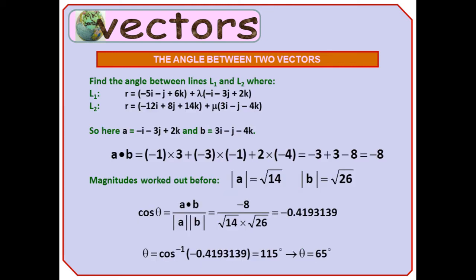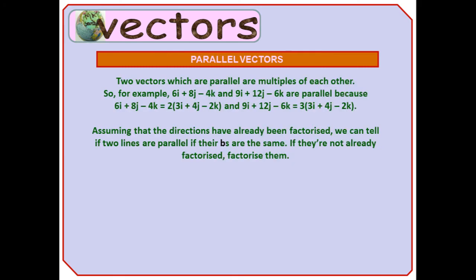Find the angle between lines L1 and L2. Note that we use the bits in the brackets. So a dot b is minus 1 times 3, plus minus 3 times minus 1, plus 2 times minus 4, which is just minus 8. The magnitudes were worked out before, so the length of a is root 14, and the length of b is root 26. Cos theta is minus 0.419, from which theta is 115 degrees to the nearest whole number. If we want the acute angle, subtract that from 180 degrees, getting 65 degrees.